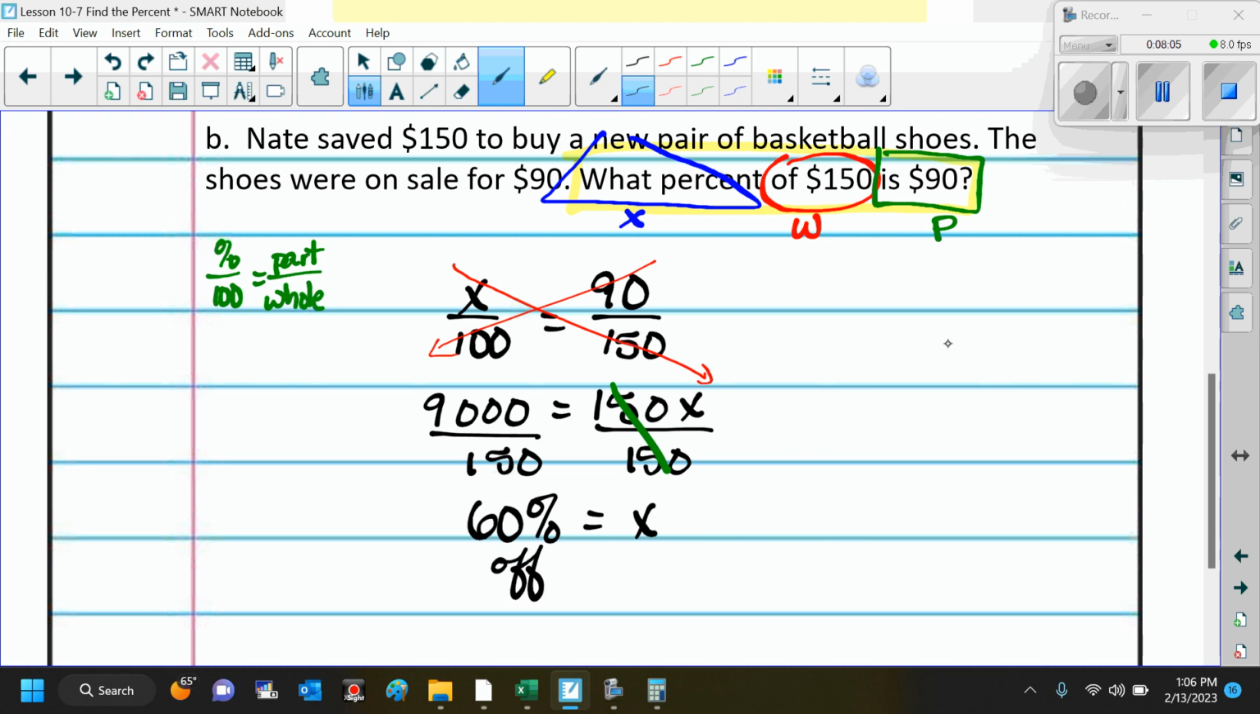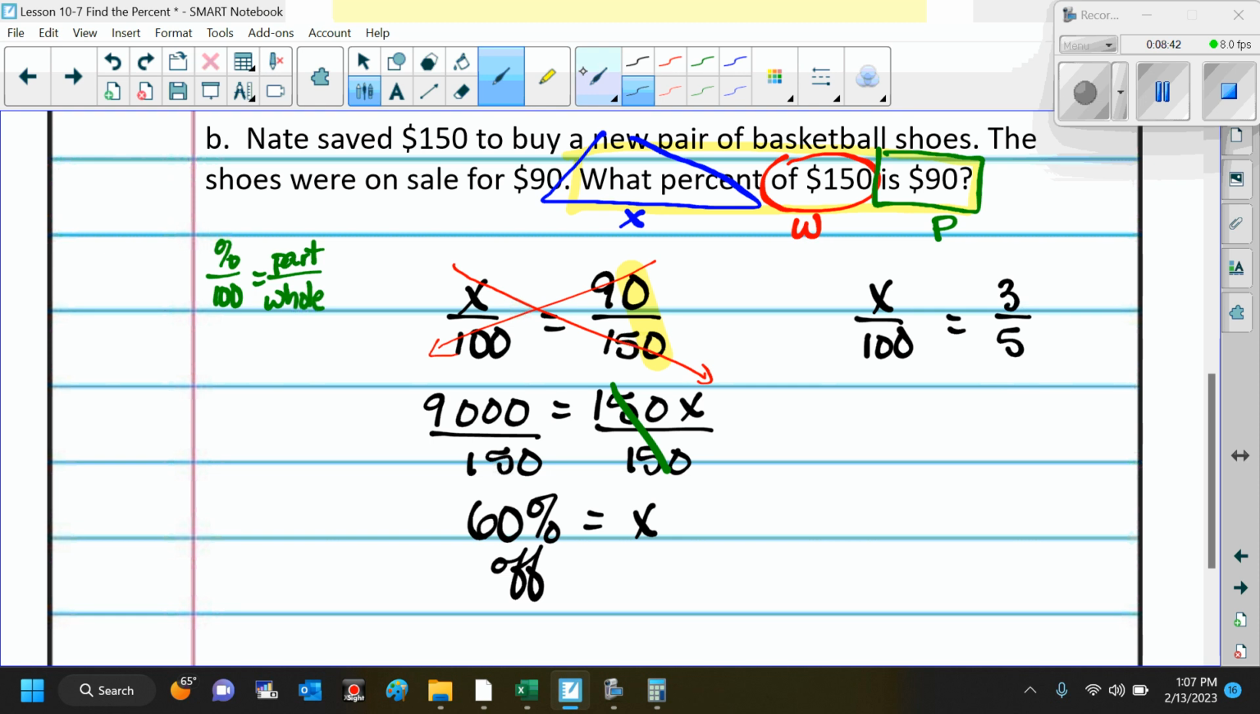You could also, I just noticed, if you wanted to, simplify this by canceling out those zeros, and then you could simplify the 9/15ths by dividing 9 and 15 by 3. So let's go ahead and do that on the side, just so you can see it. That would be x over 100 is equal to, if I divide this by 3, that would be 3. And then 15 divided by 3, that's 5.